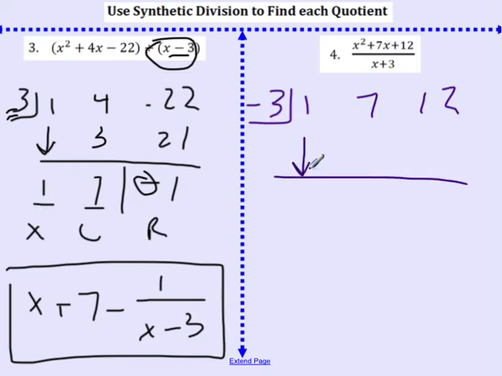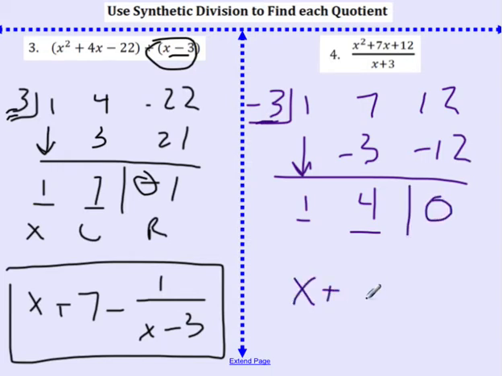So first thing we do is drop that 1 down. 1 times negative 3 is negative 3. 7 plus negative 3 is 4. 4 times negative 3 is negative 12. 12 minus 12 is 0. So I have a remainder of 0. So when you divide that out, you get x plus 4.